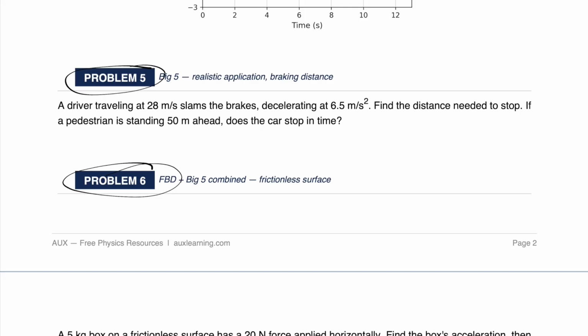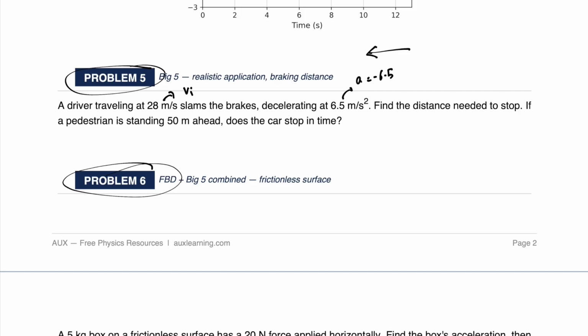A driver traveling at 28 meters per second slams the brakes, decelerating at 6.5 meters per second squared. Find the distance needed to stop. If a pedestrian is standing 50 meters ahead, does the car stop in time? Okay, so let's go over it. Velocity initial will be 28 meters per second. Acceleration would be -6.5, because it's going the opposite direction as velocity. It's decelerating.